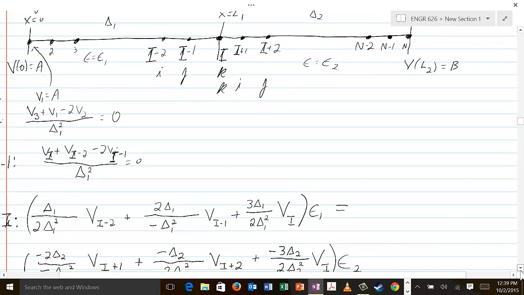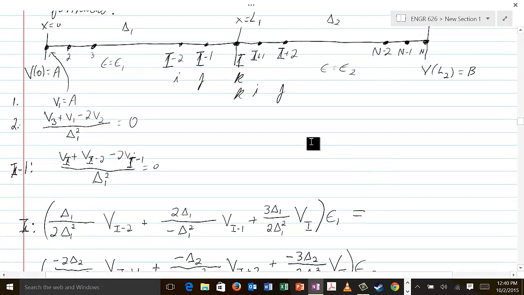Just to explain in a little more detail, at the nodes, if we consider this to be node 1, this is node 2, node 3, this is node I minus 1, and then our interface is at node I, capital I here. At node 1, we will have our boundary condition, V1 equals A.